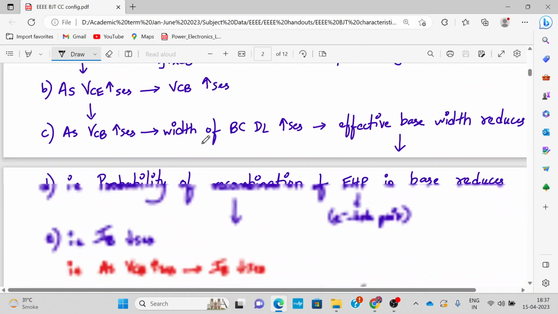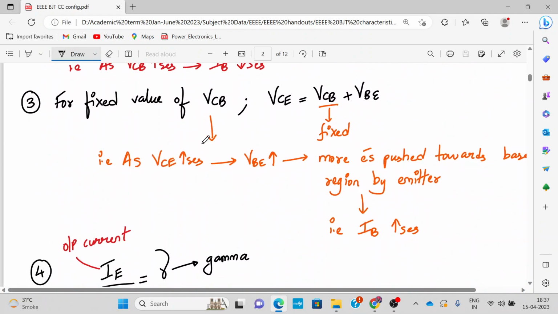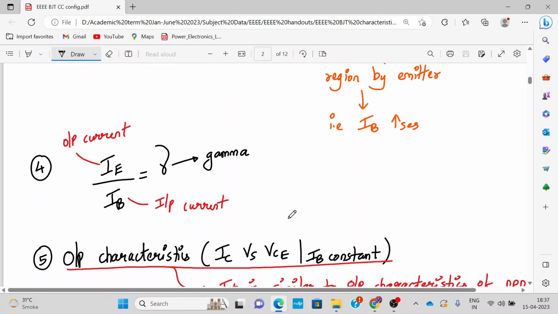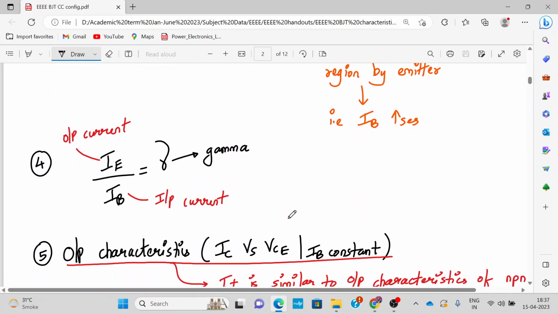Okay, all right. So for a fixed value of VCB, when you increase the value of VCE, your IB also increases. Now here output current is IE, emitter current, and input current is IB. So IE upon IB is related to gamma. It is again a current gain in the common collector configuration.